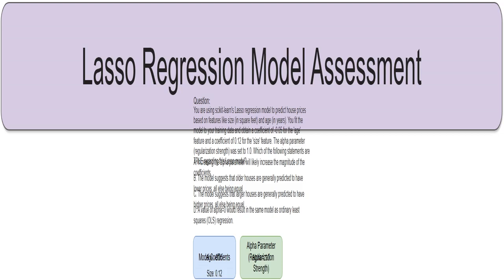I'm assessing a lasso regression model. Lasso stands for least absolute shrinkage and selection operator. It's a type of regression that uses a penalty term to shrink coefficients towards 0, helping to prevent overfitting.